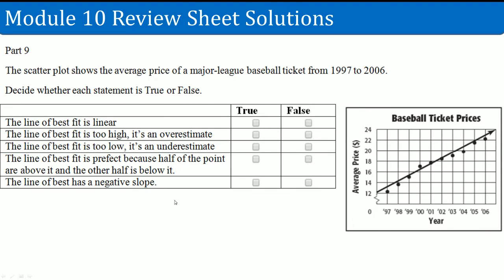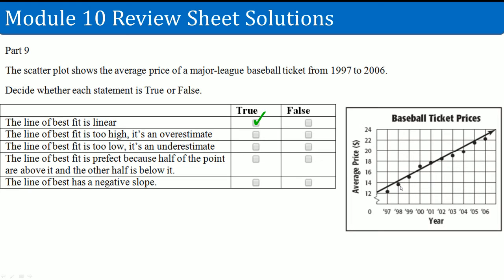Part 9. Describe the scatter plot here shows the average price for a Major League Baseball ticket from 1997 to 2006. Decide whether each statement is true or false. A line of best fit is already drawn here. Okay, the line of best fit here is linear, which is correct. It is a straight line, so it is linear.